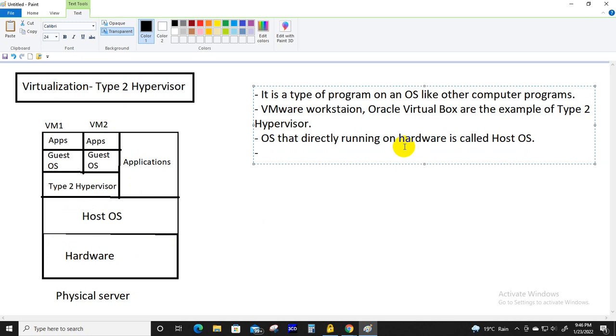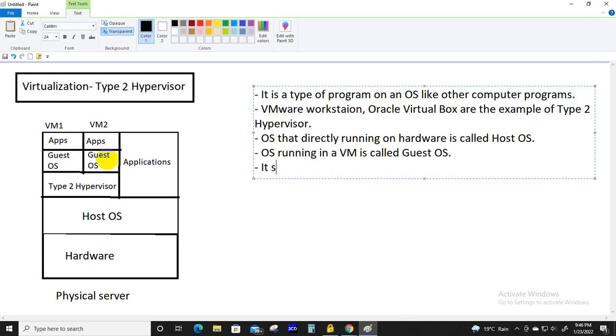And the OS running in a VM is called guest OS. So inside these two VMs, we have two different operating systems, like one is Linux, one is Windows 7. So these two OS are known as guest OS. It is also known as hosted hypervisor.